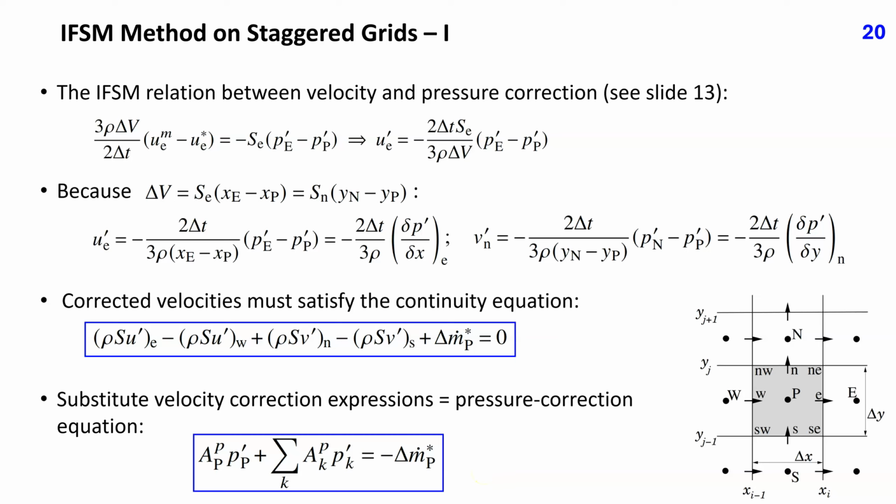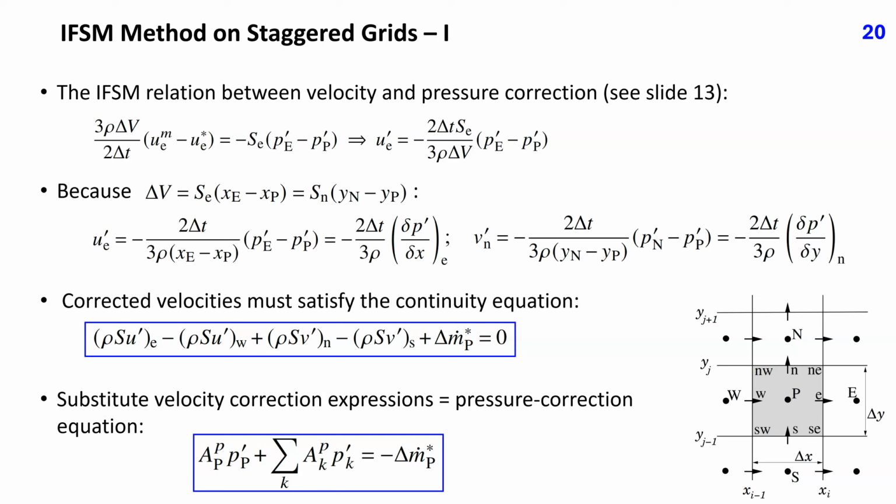Following the IFSM methodology described in slides 12 and 13, we now seek to correct the velocity in the rate of change term and the pressure such that the corrected velocities satisfy the continuity equation. This leads to the following relation between velocity and pressure corrections. Taking into account that the volume of U cell is equal to the product of this cell face and this distance, and analogously for V cell as this cell face times this distance, one can rewrite the expressions for velocity corrections as follows. These are the expressions given in slide 13.